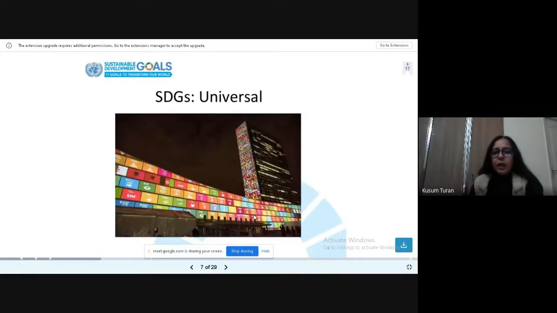Now, SDGs are universal. They are not specific to any one country or nation. They are defined for each and every nation, and the targets have been set. Each of these goals has some targets, and each nation has to achieve them by 2030.